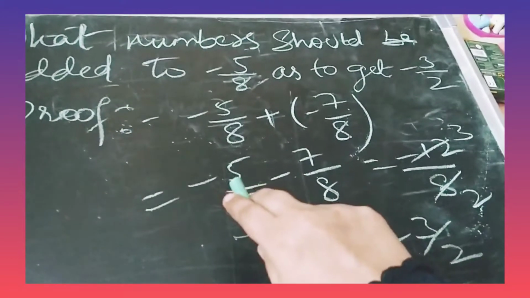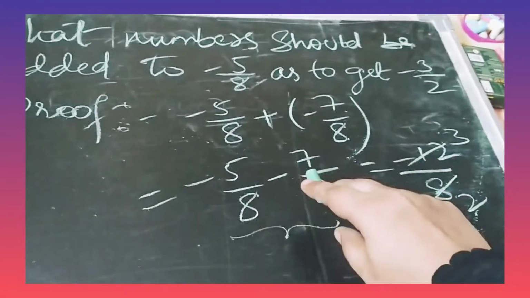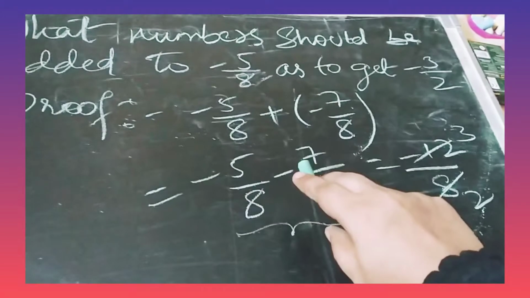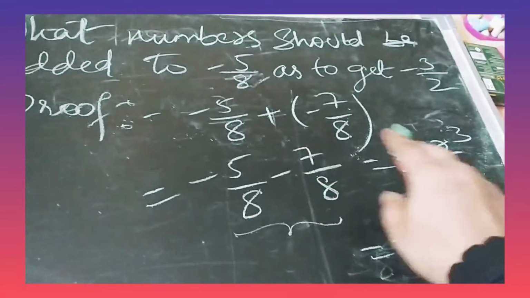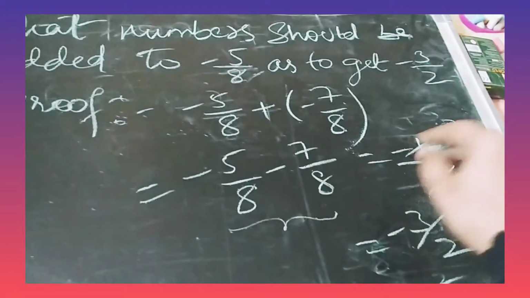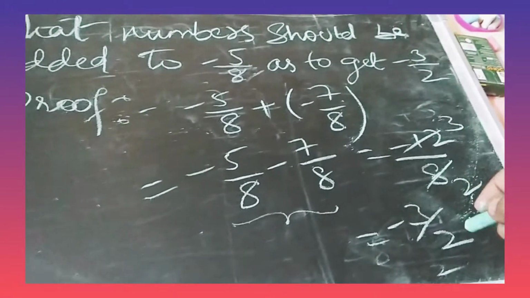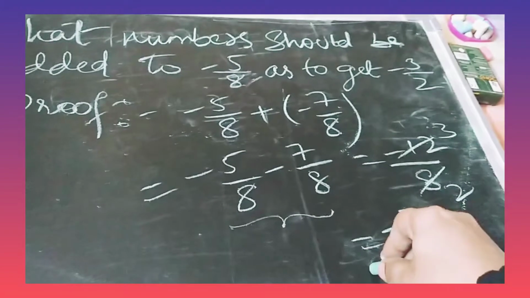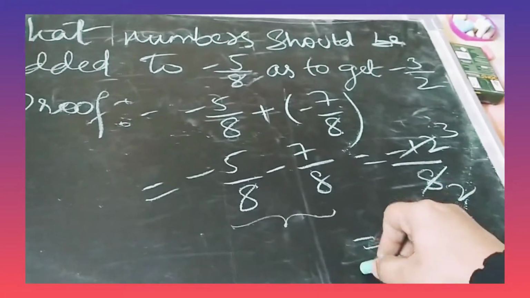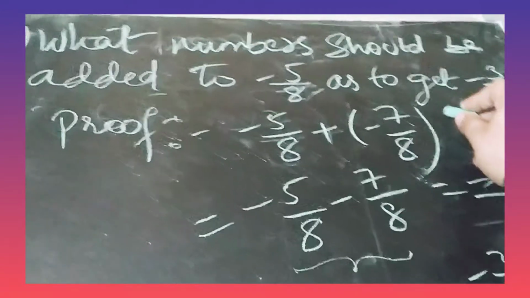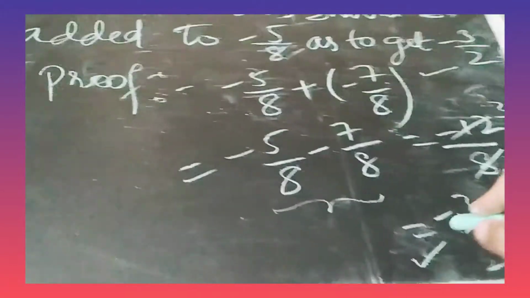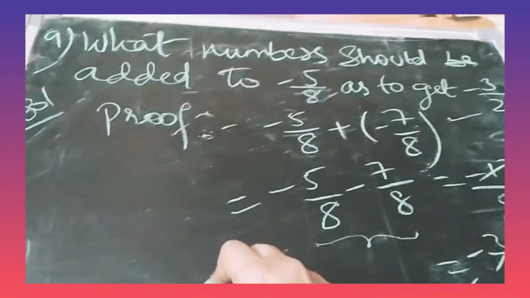You have to do minus 5 minus 7. Minus 5 minus 7 is, again you have to do addition here. 7 plus 5 is 12. Again you have to write the minus symbol. Now 4 2s are 8, 4 3s are 12. It is equal to 3 by 2, minus 3 by 2. So we have got the answer here. Minus 3 by 2 is there in the question, so we have got the answer, hence it is proved.